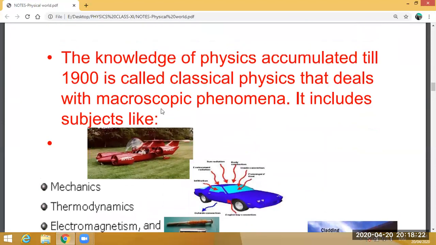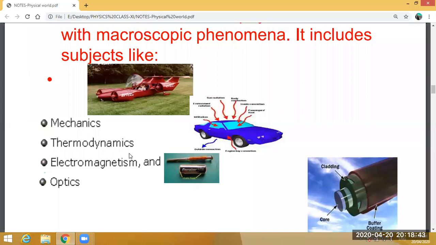Now the question is that the knowledge of physics accumulated till 1900 is called classical physics, which deals with macroscopic phenomena. It includes subjects like mechanics, thermodynamics, electromagnetism, and optics. All these were classical physics because these were studied much earlier, before the 1900s.